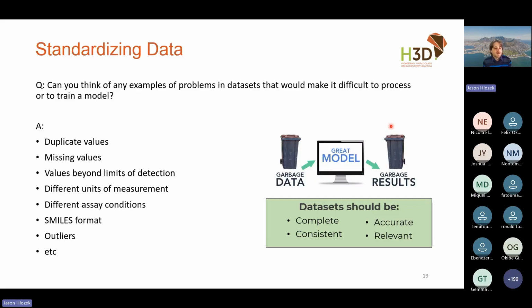So some that I can think of off the top of my head is, well, what if you've got multiple measurements for the same compound? And what if those measurements disagree with each other? Then what do you do? Do you take one result? Do you discard the compound because it's uncertain? You need to be aware of missing values, where maybe you only have a structure, but you don't have the label if the rest of them do.